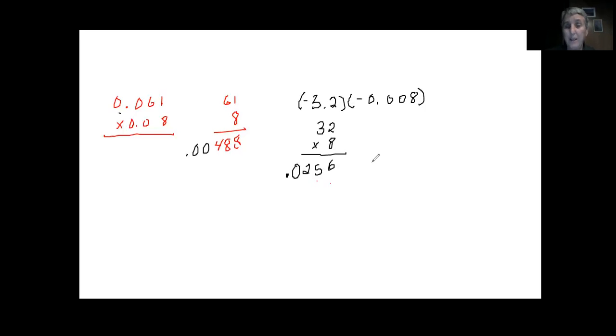And again, immediately I looked at the signs and said 2 negatives make it positive. So I don't really have to worry about that throughout the problem. I just consider it at the very end. All right, there's one more.